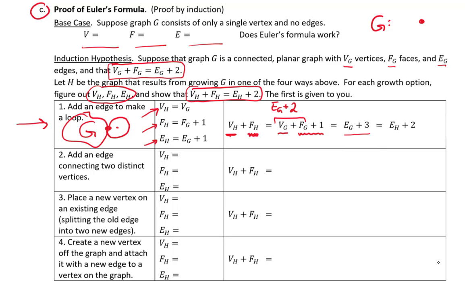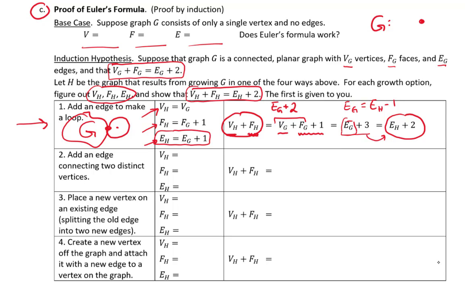My goal is to prove Euler's formula for H, so I know that the beginning of my formula is V sub H plus F sub H, and the end of my formula should be E sub H plus 2. How is this last step made possible? Maybe I can take my third equation and solve for E sub G. So E sub G is really E sub H minus 1. And by plugging this in for my E sub G, that's what allows me to get my last expression, E sub H plus 2.